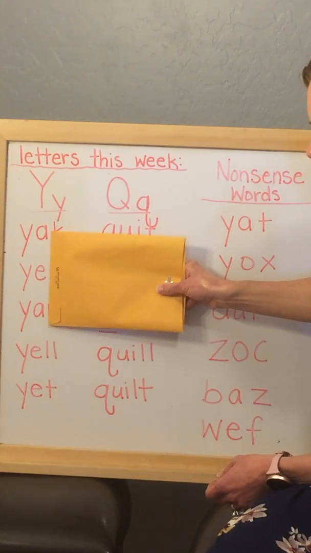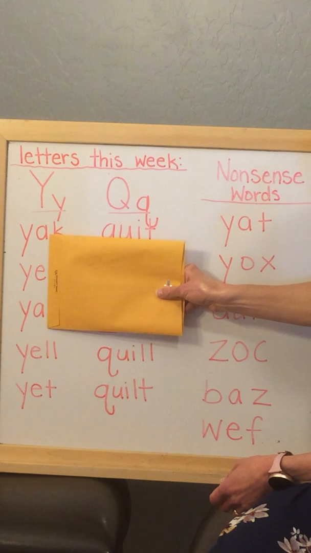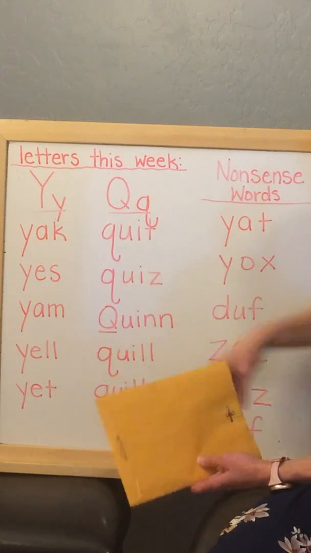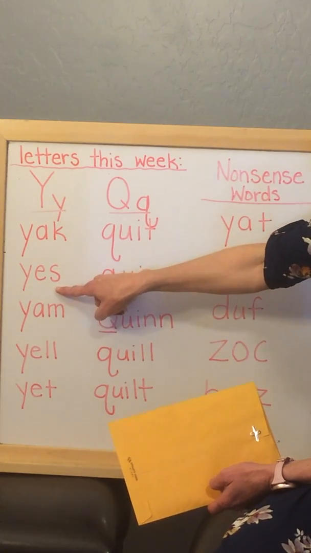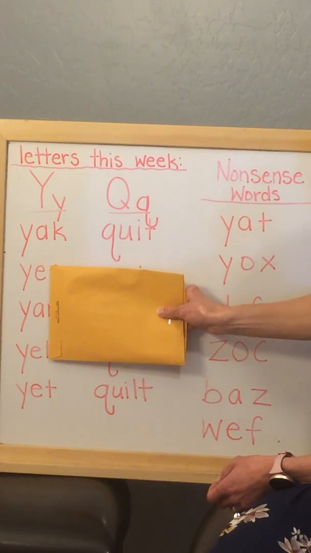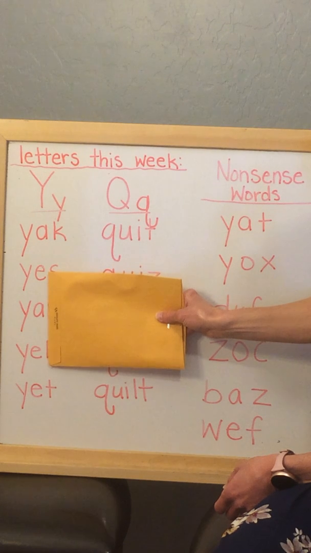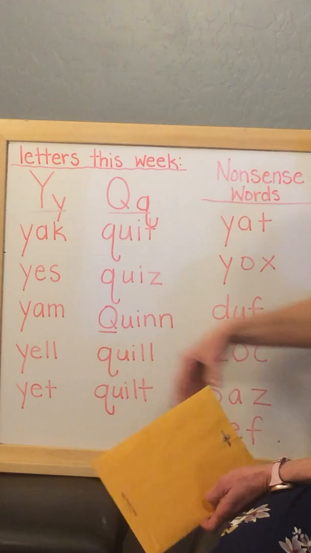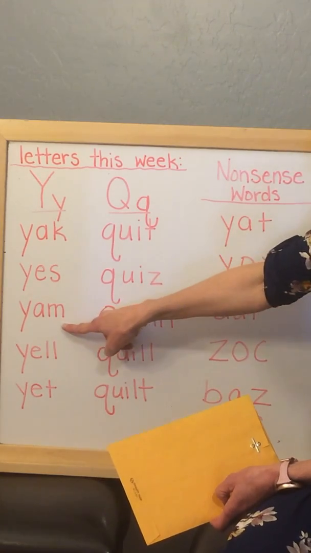When we look at the next one, Y and E, we'll say yeah, yes, and the whole word is yes. I see a Y and an A again, that will say yeah, yam, and the whole word is yam.